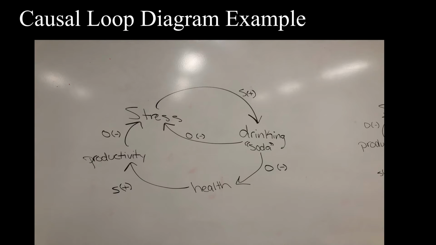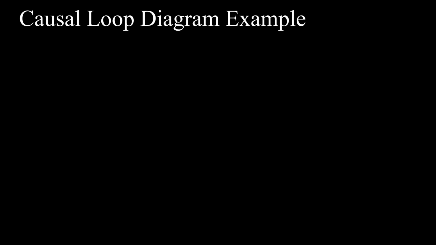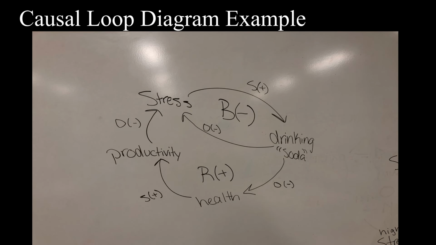Between drinking soda and health, I drew an arrow with a negative sign to show that drinking soda decreases your health. Once all of your variables have arrows connecting them, you go back and you label the loops that you end up with. A B or a negative sign indicates a balancing loop, while an R or a positive sign indicates a reinforcing loop. And then once you're done with all of that, you go back and talk through your loops to double check and make sure they make sense, and you have a causal loop diagram.